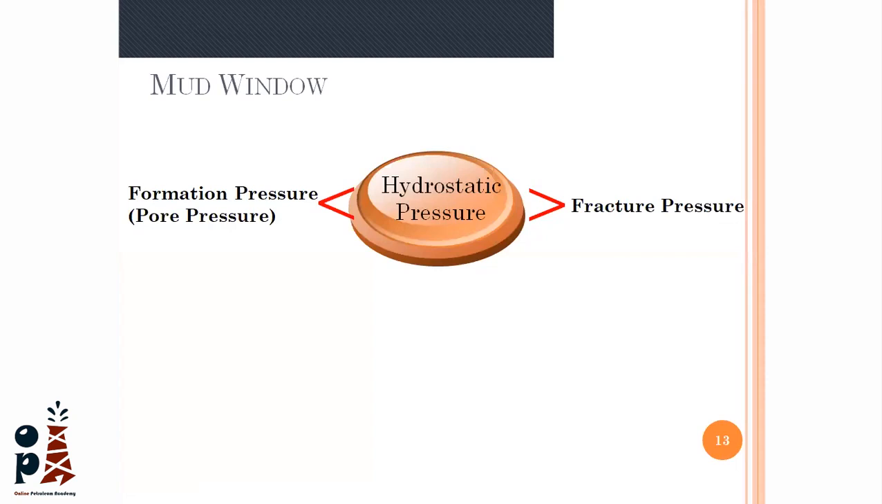Guys, now we have a formation. This formation has two parameters. I cannot control these two parameters. This is given information from the formation. So the formation pressure and the fracture pressure come from the formation. I cannot control them, but I can handle them with my hydrostatic pressure through the mud window concept: my hydrostatic pressure in the static condition should be higher than the formation pressure, but lower than the fracture pressure.